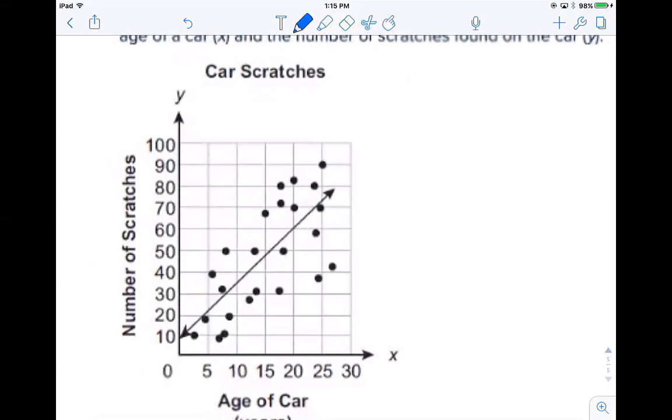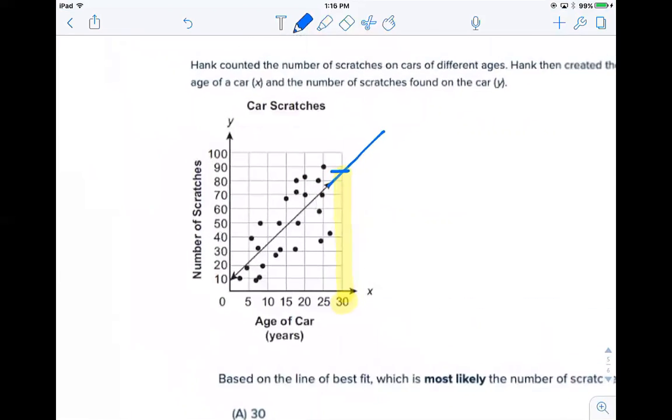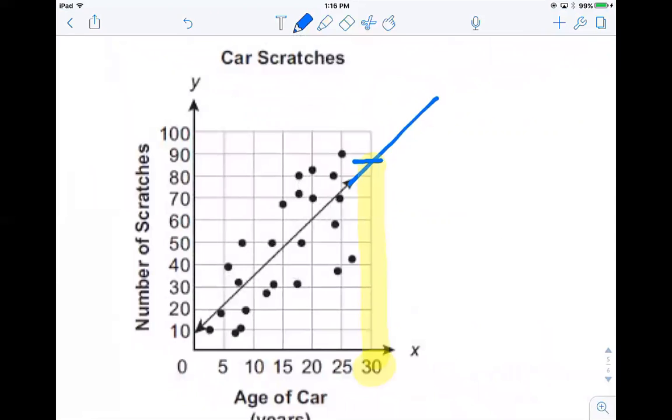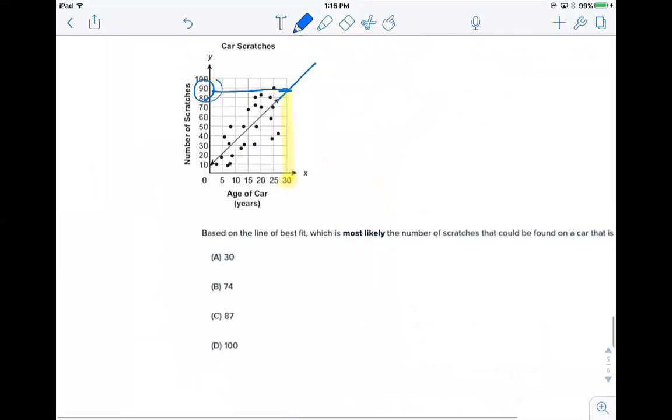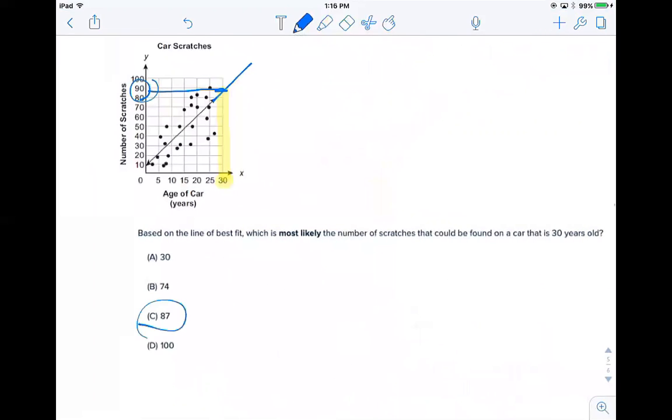So looking at my picture, I'm going to extend my line. I know when X is 30, so I'm going to go up to my line and I'm going to see, okay, where, hold on a second. Yeah, sorry. We're going to see where it matches up on our Y axis. So we're going to look over here and it's in between 80 and 90. And you can see that we're going to have 87.